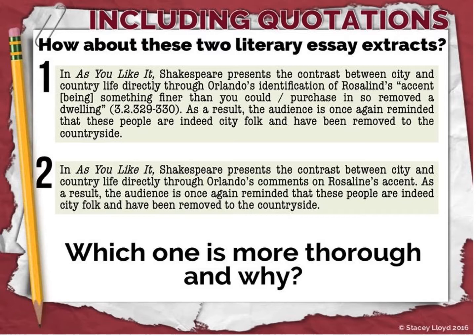The one excerpt on the top: in As You Like It, Shakespeare presents the contrast between city and country life directly through Orlando's identification of Rosalind's accent being something finer than you could purchase in so removed a dwelling. As a result, the audience is once again reminded that these people are indeed city folk and have been removed to the countryside. The first extract is more successful because it includes an example to support the main idea that there is a contrast between city and country life.